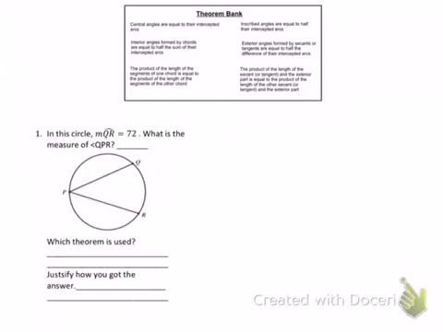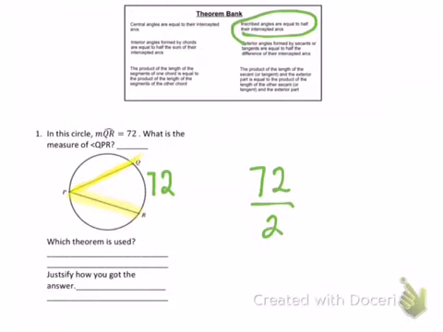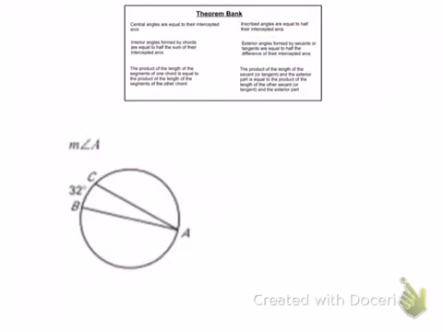In the first one, in this circle, the measure of arc QR is equal to 72. What is the measure of angle QPR, which is here? Notice that is an inscribed angle, so we want to use the inscribed angle theorem, which says inscribed angles are equal to half the measure of the intercepted arcs. So if the arc is 72, then we say 72 divided by 2. So the measure of angle QPR is 36 degrees. You work this one.